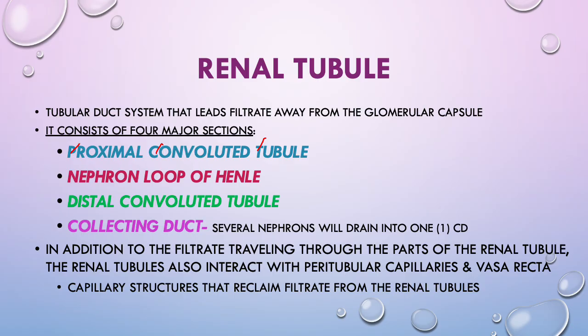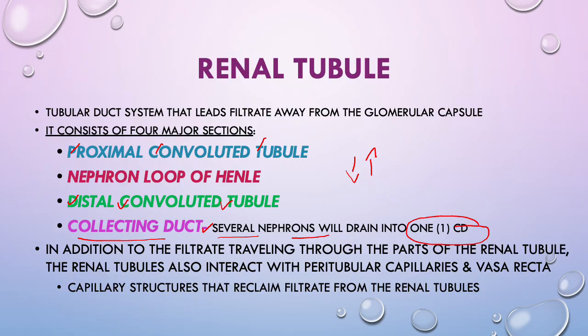Then we have the nephron loop of Henle, or loop of Henle, okay? With its descending and ascending piece, okay? And then we have a DCT, distal convoluted tubule. This is the place that is further away from the glomeruli, right? Then after that, we're going to have the collecting ducts, okay? The collecting ducts is where several nephrons are going to drain into one collecting duct, okay? At this point, we're going to talk about urine, okay?